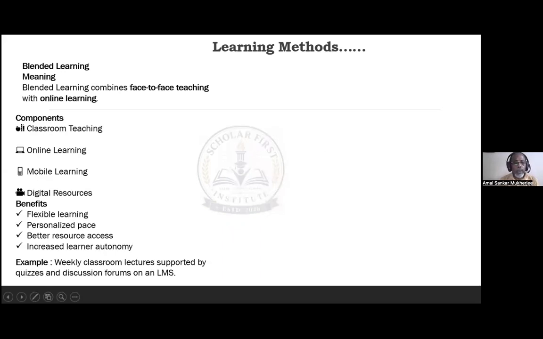We come on to the blended learning. The blended learning is the combination of the two modes, that is face-to-face teaching as well as online learning. Now see, if a classroom has 70 or 80 students, it may so happen that some of the students are not able to come on a particular day, right? So they may miss the lesson because they are not coming to the class.